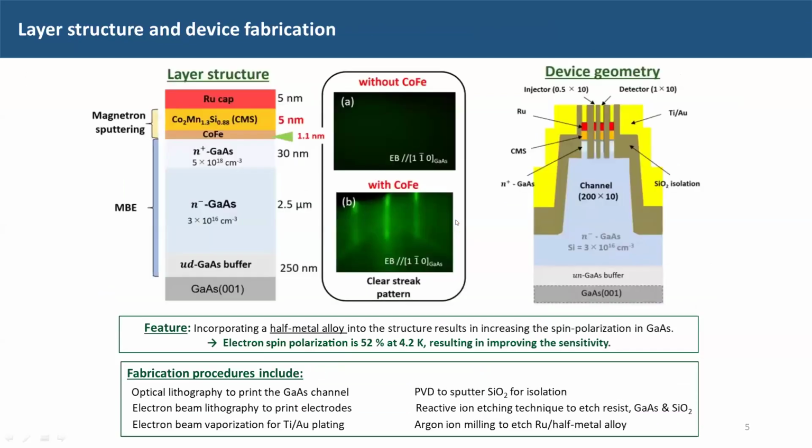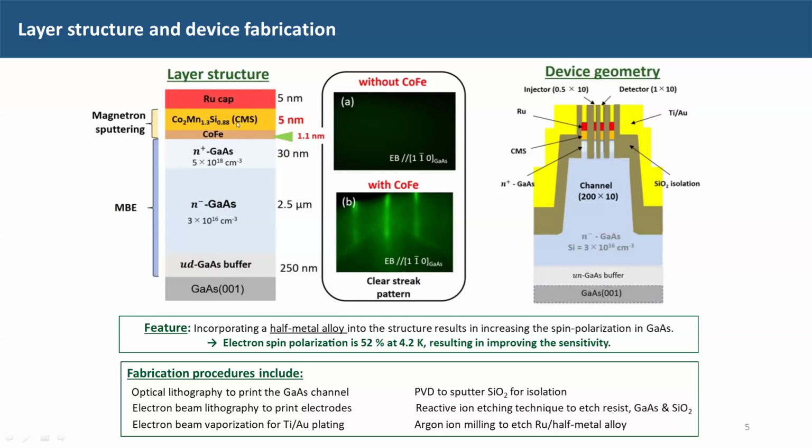Okay, what we did actually, so this is the layer structure: a ferromagnetic electrode, CMS, a highly spin polarized Heusler alloy. This is very rich, almost 100% spin polarized at room temperature, and this is copper iron, just 1.1 nanometer. I will tell you why we introduced this insertion layer later. And this is a semiconductor channel that we grew using molecular beam epitaxy.